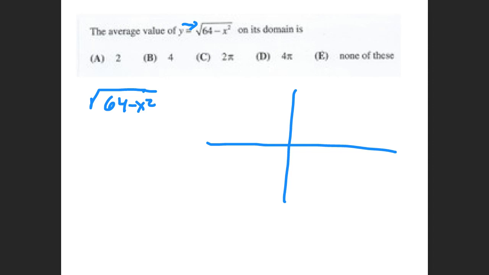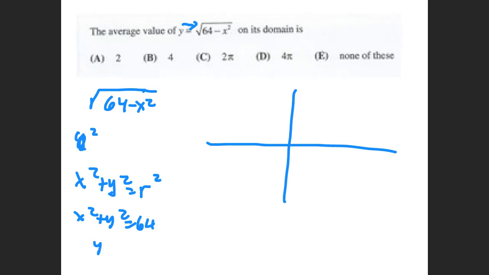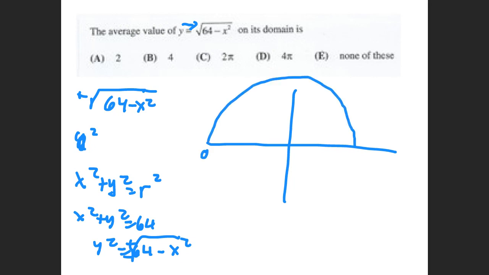It is a semicircle. Because remember, for a circle, x squared plus y squared is equal to r squared. That's a normal circle. So if I had x squared plus y squared equals 64, and I rewrote this as y is equal to, I'd subtract x squared off, so I'd end up with y squared is equal to 64 minus x squared, and then I take the square root, plus or minus. It's only positive, so that means it is the top half of the circle. And what is the radius? It's 8.